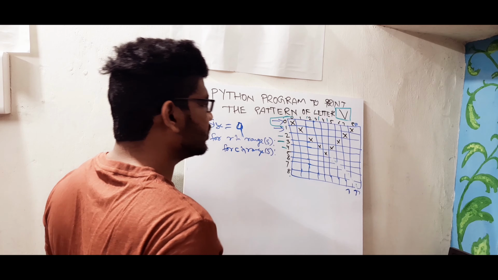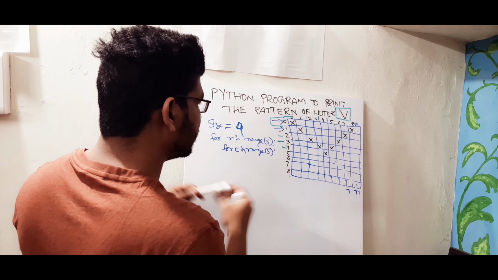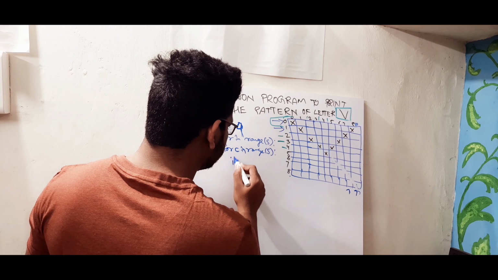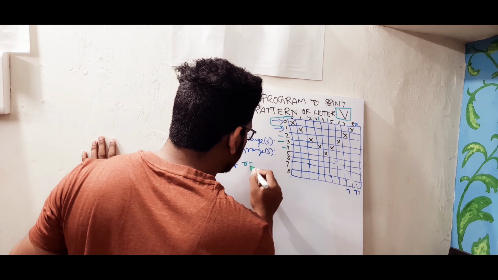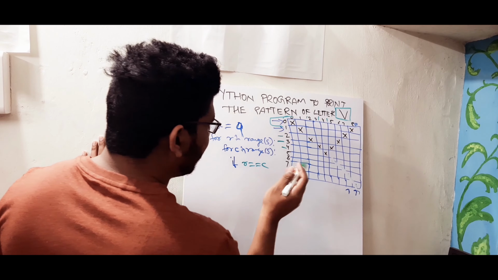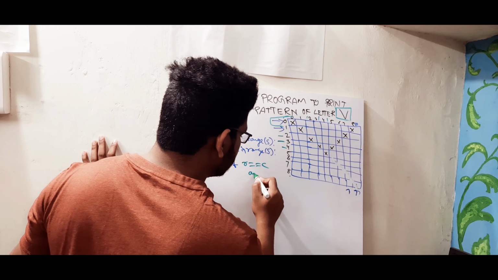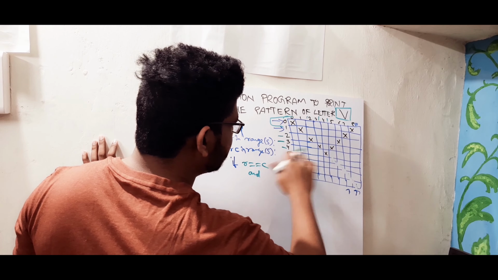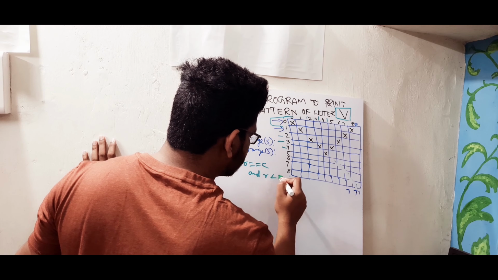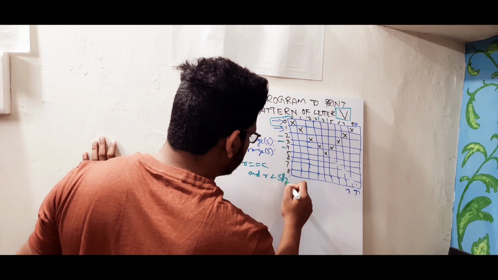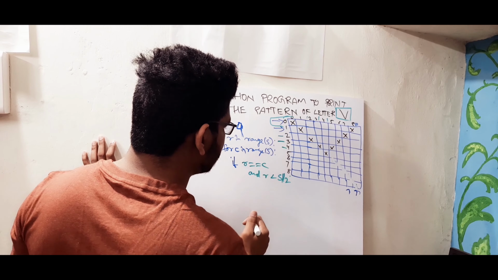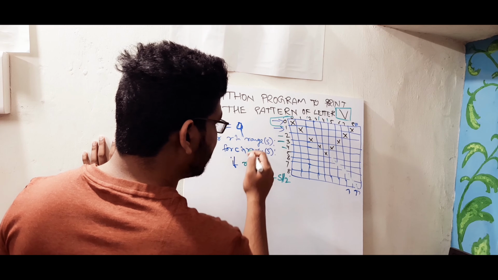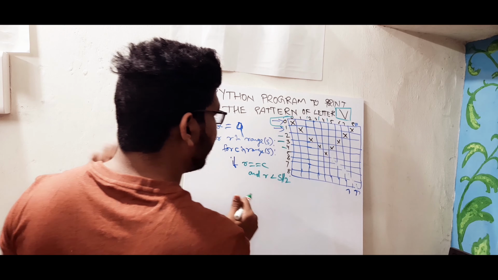So that is one condition. I will write the condition here: if row equal to column and it should be half, that means row less than S by 2. That means I'm doing the half. S is size here. So this will be one condition for printing this slanting line.